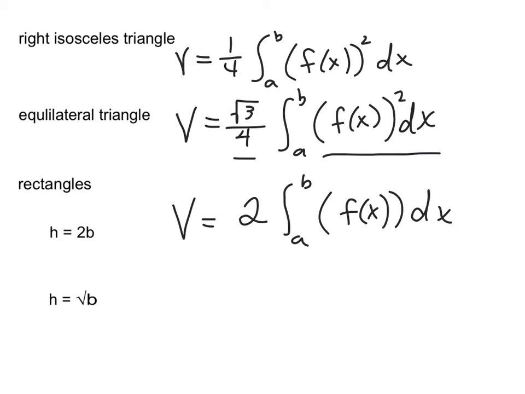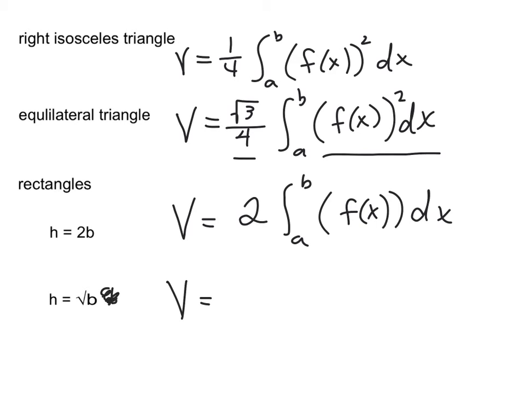And it has a 2 on the outside. So I want you to see what these volume formulas look like. So this is the square root of B times B, right? The height is square root of B.